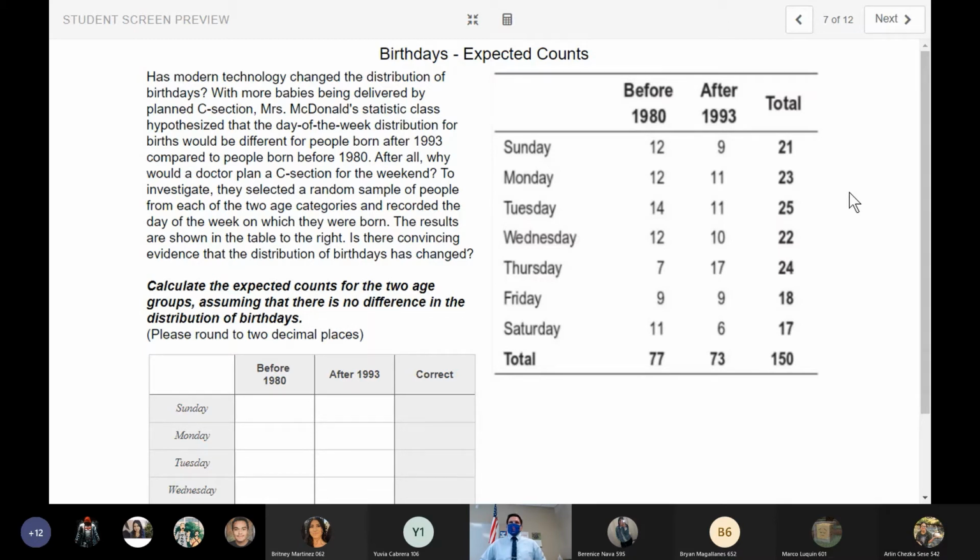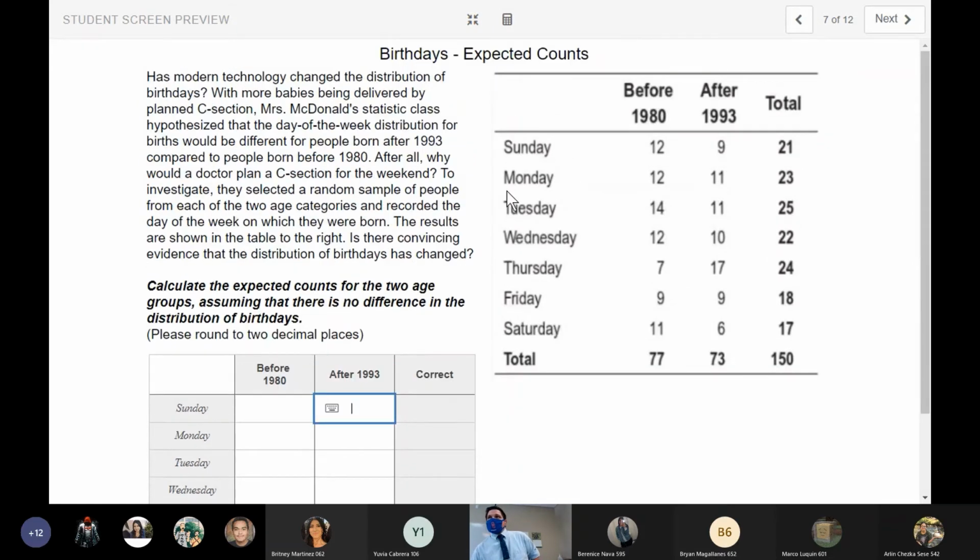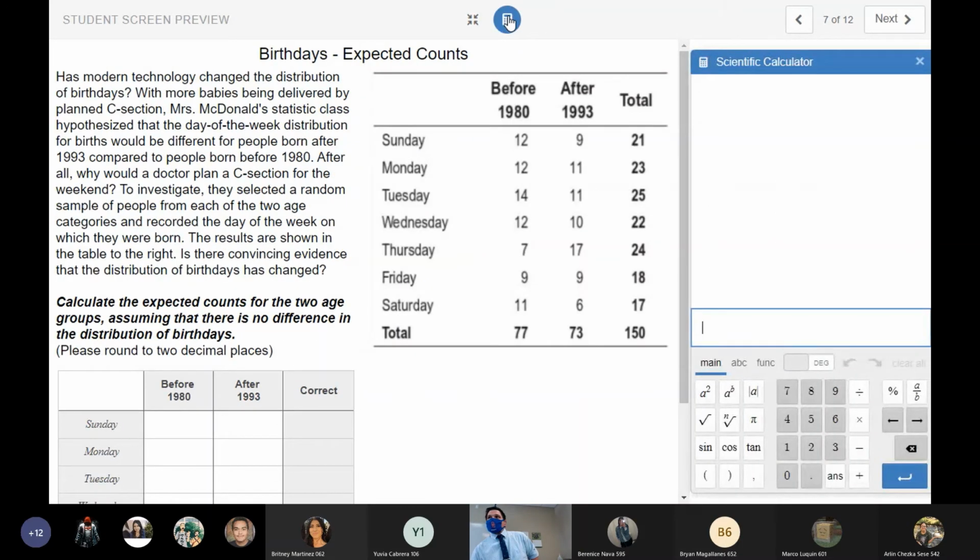So first, we're going to calculate the expected counts for the two age groups, assuming that there is no difference in the distribution of birthdays. So assuming the null hypothesis is true. Similar to the table we saw in Desmos last week, you can put your answers right in here and it will tell you whether or not they are correct. You also have access to a calculator at the top of your screen to help you do these calculations if you need to.